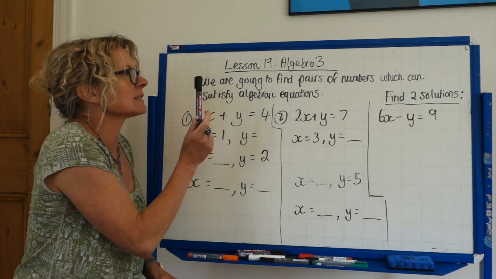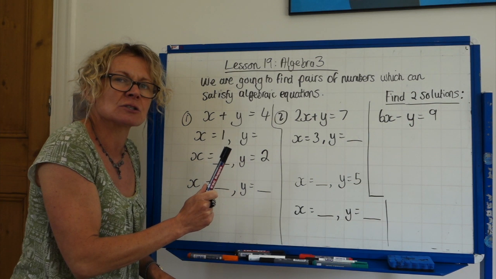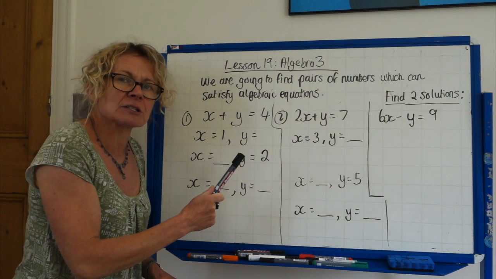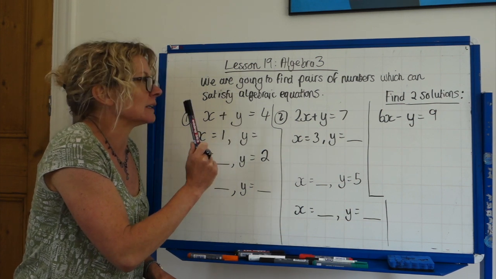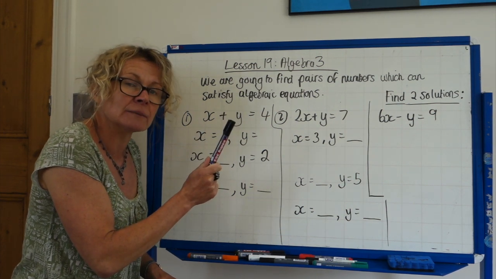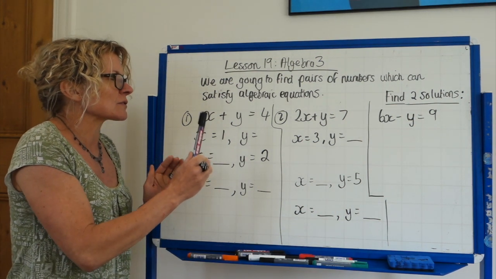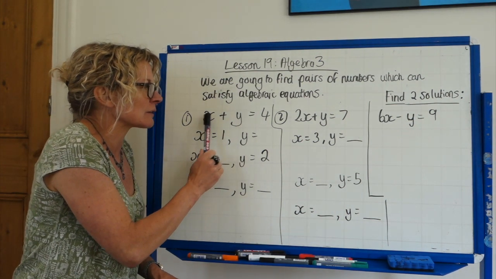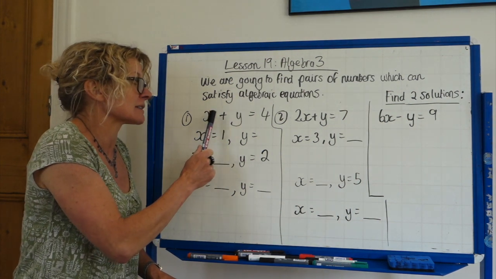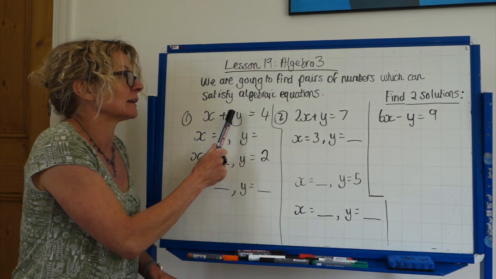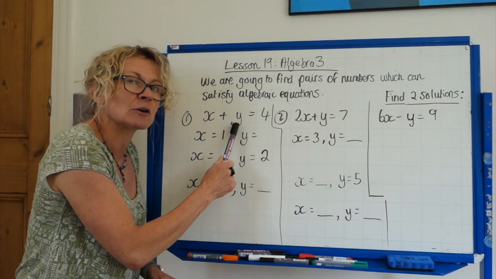We're going to find pairs of numbers which can satisfy algebraic equations, okay? So we started to look at algebraic equations a couple of days ago, and then yesterday we were solving them, and today we're looking at ways of solving them when there are different variables. So there is not only an x or a p, there's an x and a y, and how those different pairs of numbers can still make this equal.